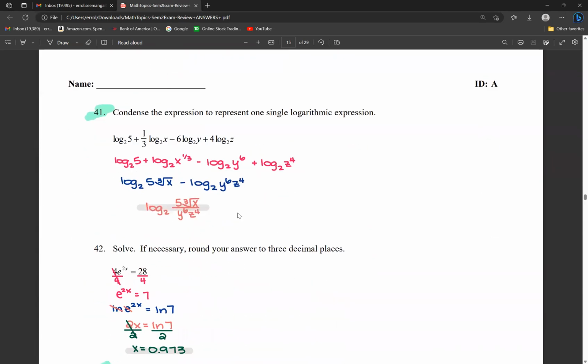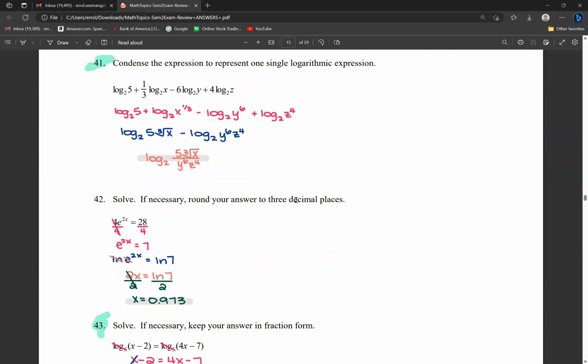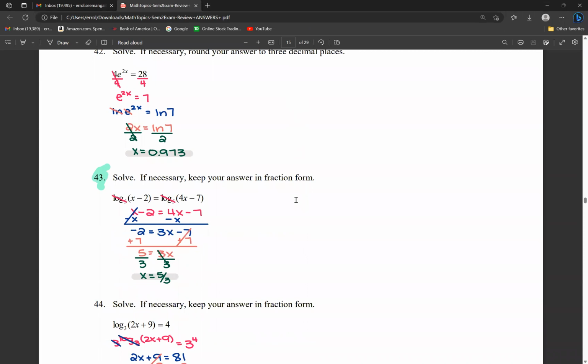Okay, yeah, 41 is just a similar idea. They give you a whole bunch of logs, follow your log rules, and write it as one log. Solve if necessary. Keep your answer in fraction form.